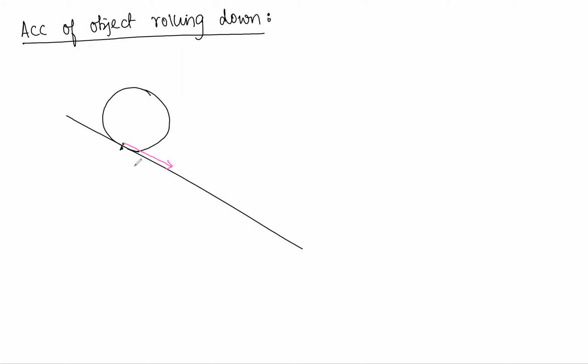Friction opposes the motion. What would have happened if there were no friction? This point would have moved forward. That is why friction is going to act in the backward direction. So in this case, friction is going to act backward. Now there is gravity, so there is mg acting in the downward direction, and obviously the normal force acting in the upward direction.